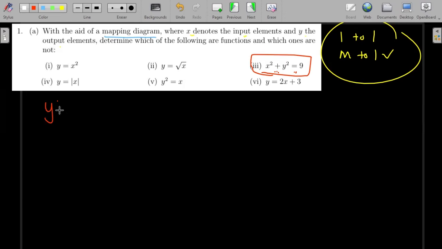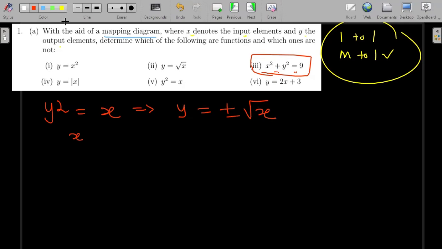Okay, so y squared is equal to x. So this simply means, for any x value, I'm going to have two y values, and that won't be a function. So how am I doing that? I'm making y the subject. If I square root this side, I'll just get y is equal to plus or minus the root of x.